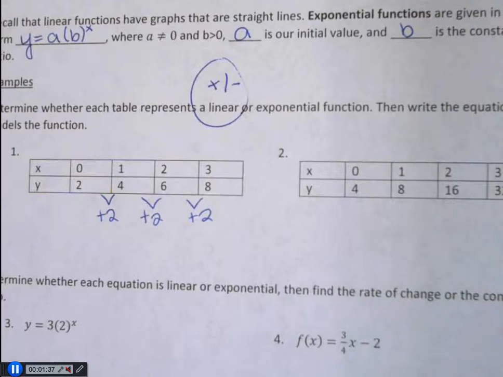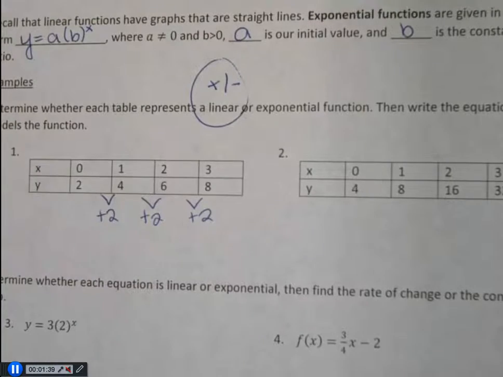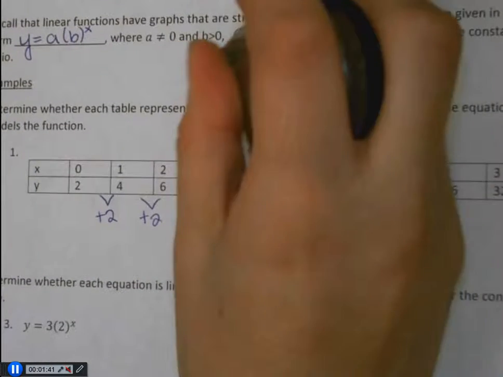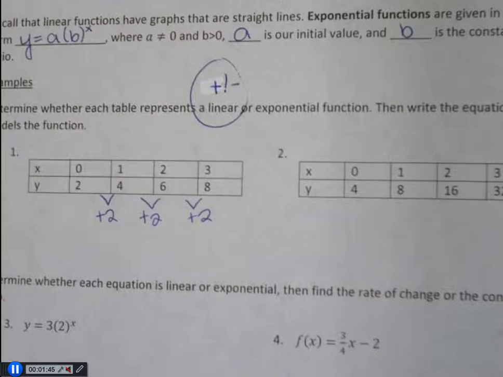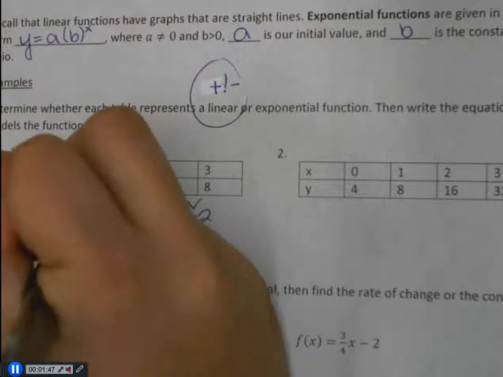So we remember, that looks like multiplying. Okay, that looks more like a plus sign. So adding and subtracting for linear, this one is linear.